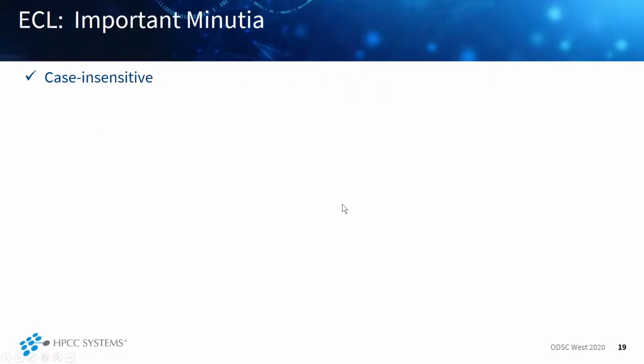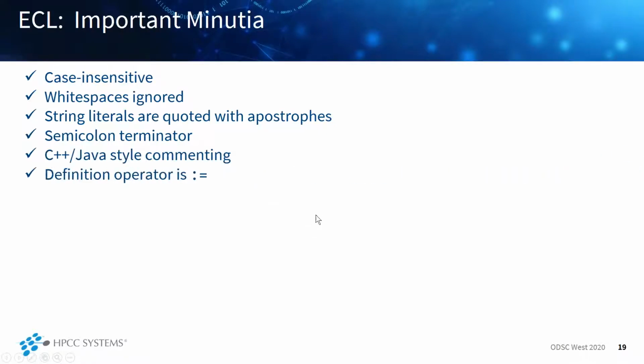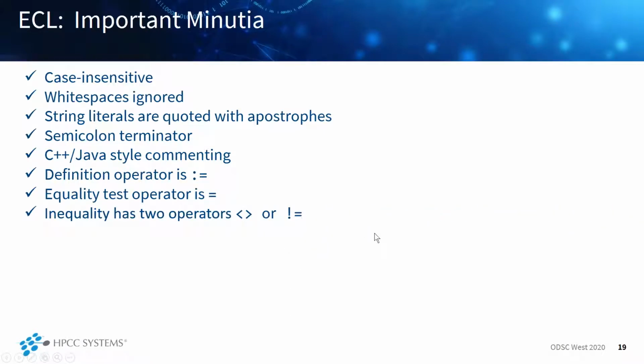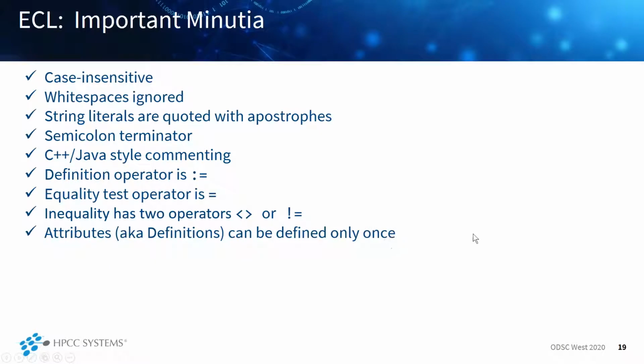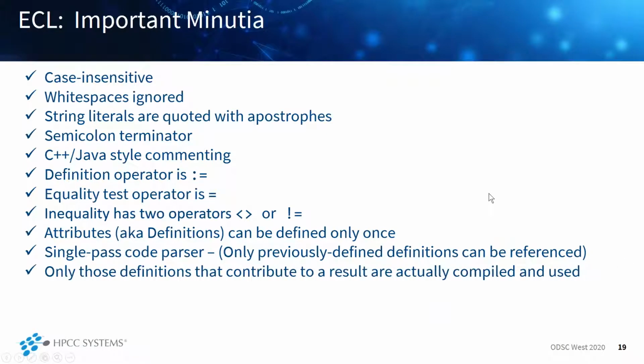All right, some other important minutiae. ECL, thankfully, is case insensitive. White spaces are ignored. Strings, you put single quotes around, and a semicolon ends the line of an ECL statement. It uses C++ and Java style commenting. The definition operator of ECL is :=. Equality is =. There are two ways to say not equal. Definitions can be defined only once. And it's a single-pass code parser, which means that you cannot forward reference definitions. And those definitions contribute to a result that are actually compiled and used.